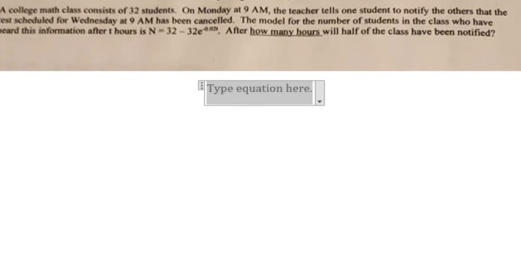Hello everybody, so today I will talk about calculus. The topic today is about exponential equations. So now I will show you how to answer.